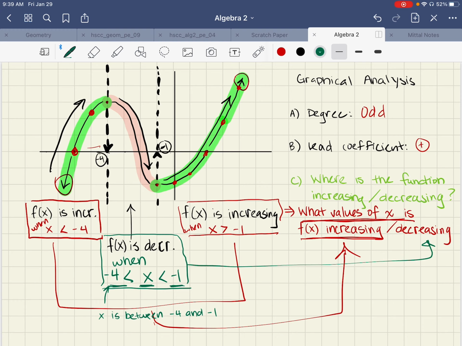So this is how we would analyze our polynomial functions as far as increasing intervals and decreasing intervals is concerned.